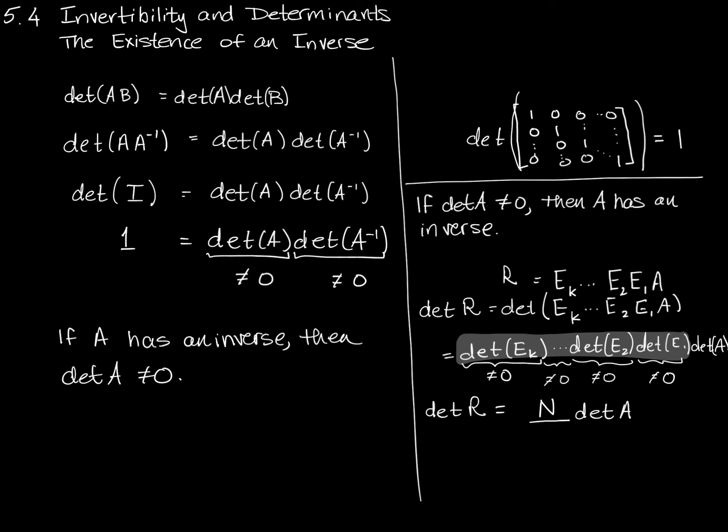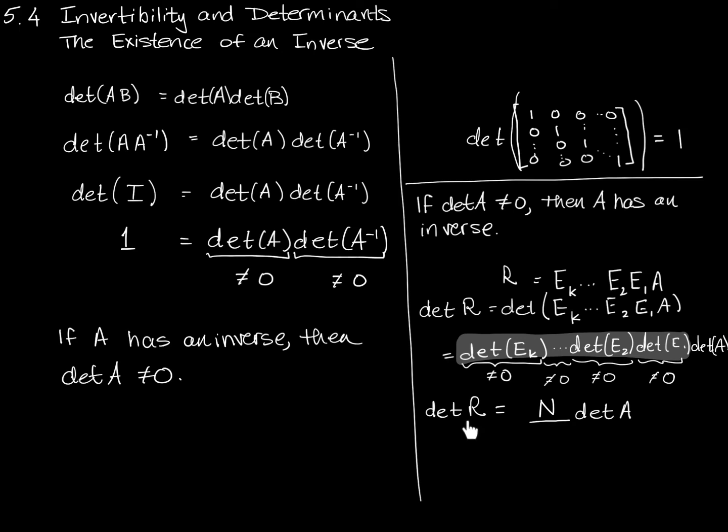The point I need to make here is that each one of these elementary matrices has an inverse. Because it has an inverse, its determinant is not 0. This product is made up completely of non-zero numbers, so this highlighted product here is not 0. It's some number n that is not 0. Okay, so since this is not 0, as long as the determinant of A is not 0, then the determinant of R is not 0.